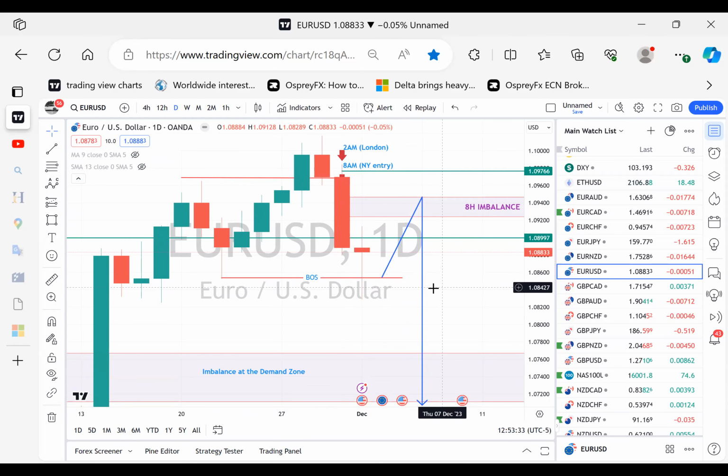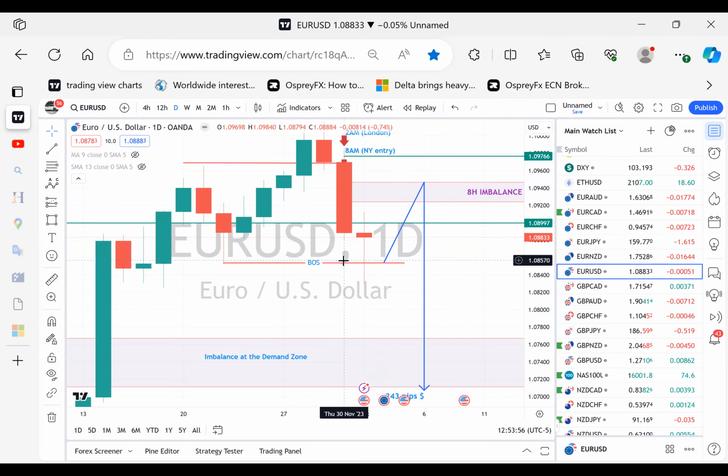Then we'll push down. And depending on how much trickery they use, they might make equal highs up here if they plan on running. If EU is going to run up at a later time, that's why it's always important to look and see where your equal highs and equal lows are.